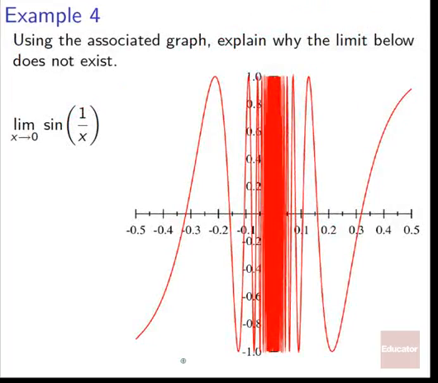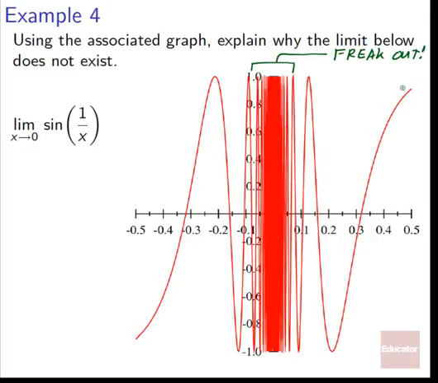Fourth example, using the associated graph, explain why the limit below does not exist. So the limit as x goes to 0 of sine of 1 over x. So just glancing at this thing, the answer is simply, it freaks out, right? Look at this thing that's happening here. This graph is doing some really weird stuff as x gets close to 0.